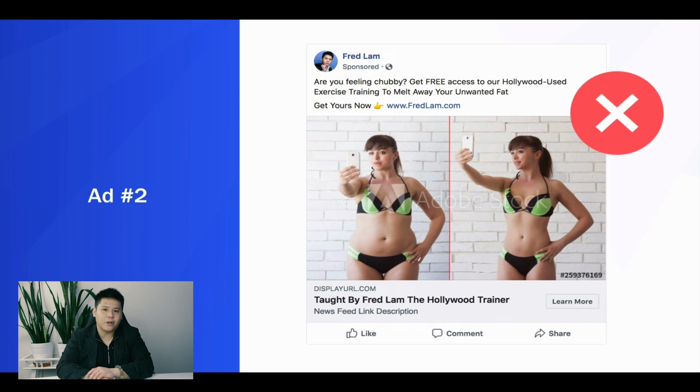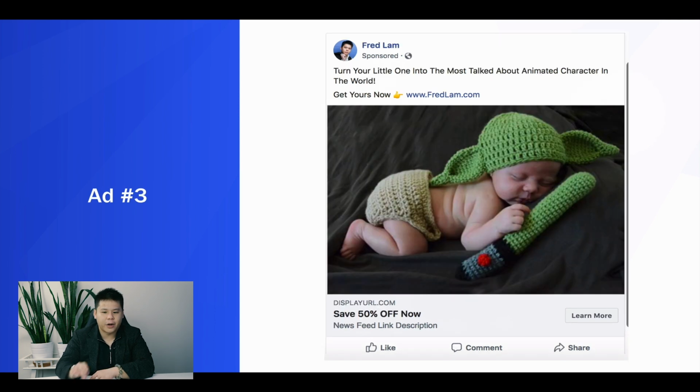So now let's go into ad number 3. This ad says, turn your little one into the most talked about animated character in the world. Get yours now. So this ad, what do you think? Do you think we can run this ad, or should we avoid running this ad? I'll give you 5 seconds right now.